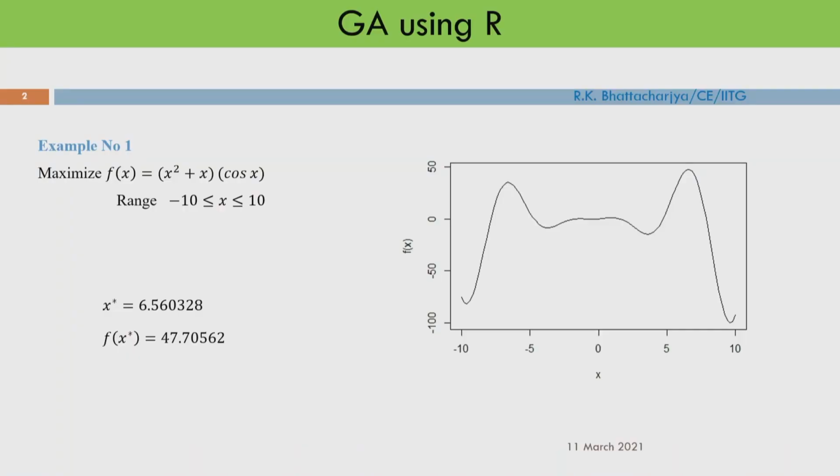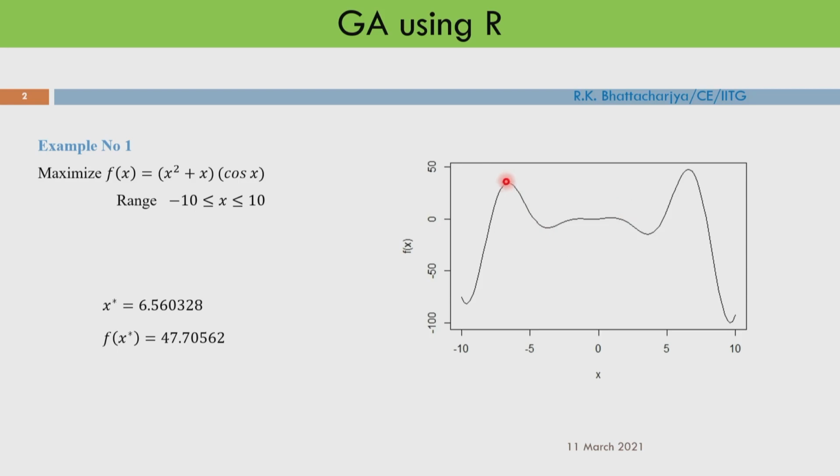The first problem is a maximization problem. It is a single variable function. The function is f(x) equal to x square plus x into cos x. The range for x is between minus 10 and plus 10. There are two optimal solutions, as you have seen on the graph. In this particular function there are two optimal solutions.